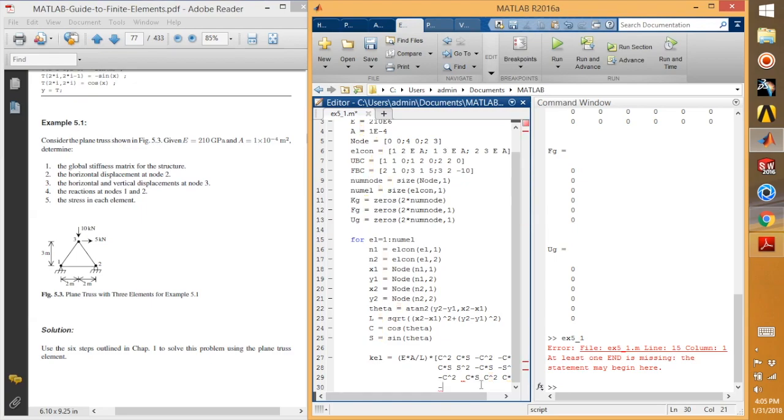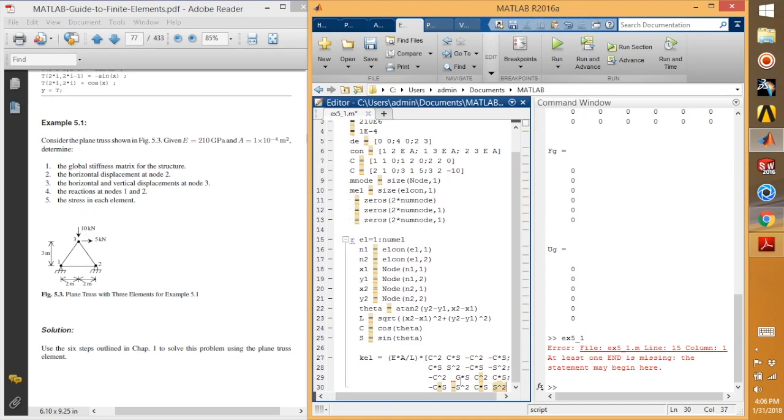So guys, this one is a general formula for k element. You can find it in any finite element book. I'm just using that formula, nothing difficult. So we have our k element done.